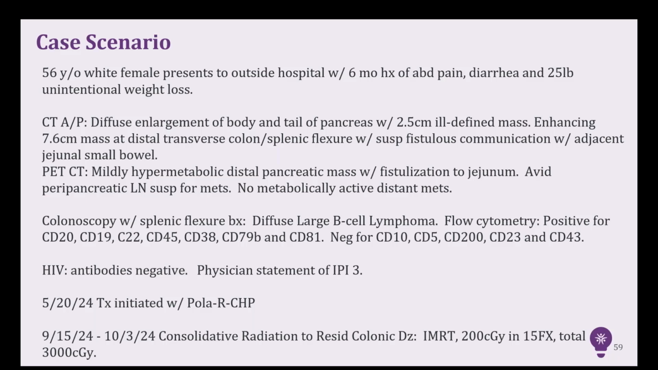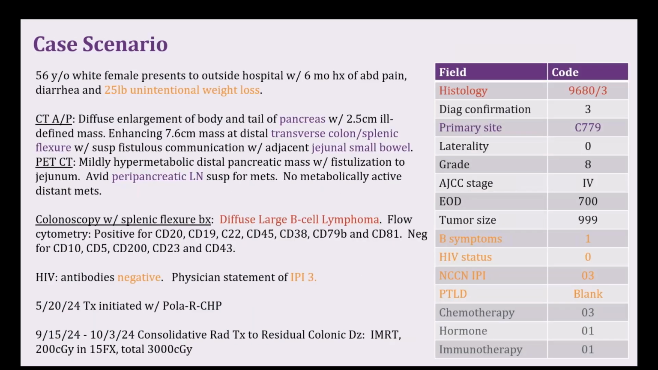So our histology is going to be 9680/3 for the DLBCL. Diagnostic confirmation will be 3 because we had tissue confirmation and we also had that immunophenotyping from the flow cytometry. The primary site will be C77.9 because if you had your rules in front of you, you would go through them, of course, and per rule PH22, code the primary site to C77.9 when it's present in multiple organs. So we have pancreas, small bowel, and colon, and regional distant lymph nodes for the involved organs. We have the intra-abdominal nodes involved.